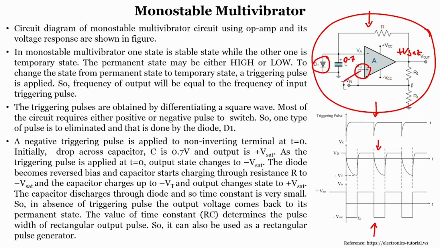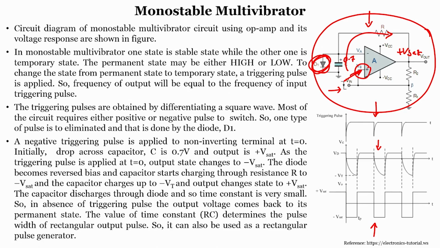As the triggering pulse is applied at t equals 0, the output changes to minus V saturation. The diode becomes reverse biased, and the capacitor charges through the resistor towards minus V saturation. The capacitor charges until minus Vt and the output changes to plus V saturation. Thus, the capacitor discharges through the diode, and so the time constant is very small.